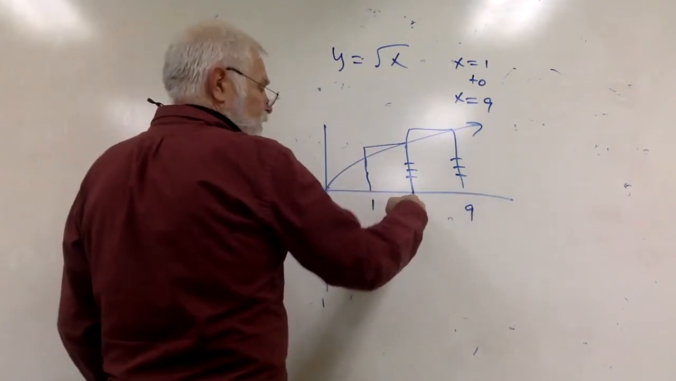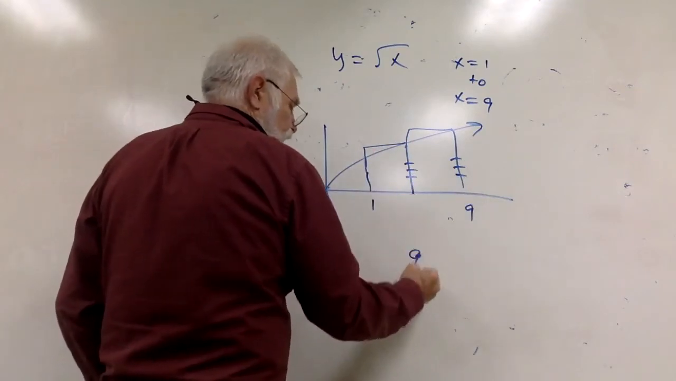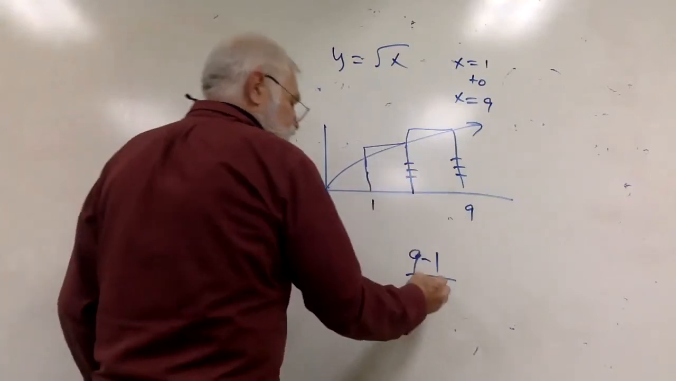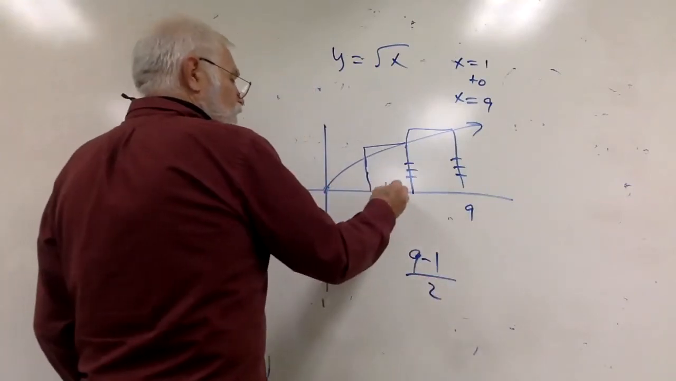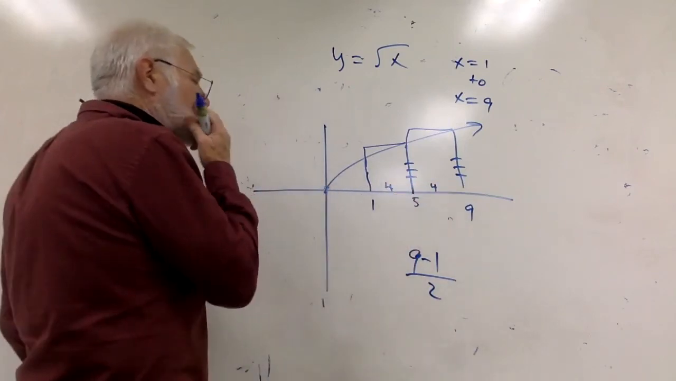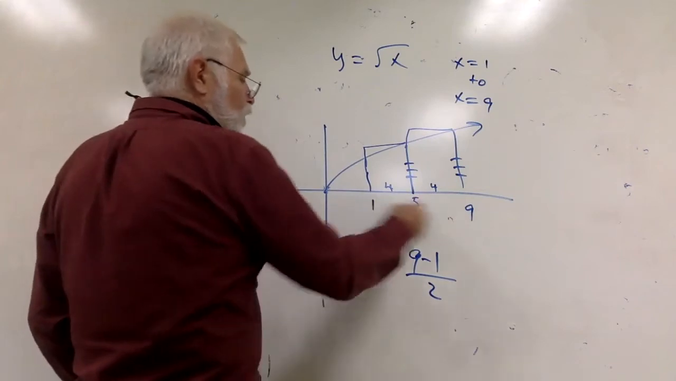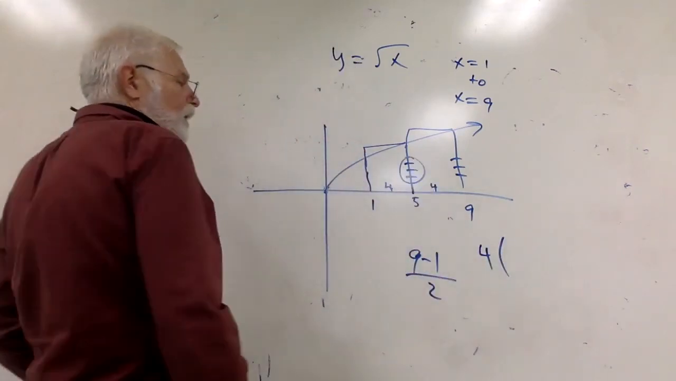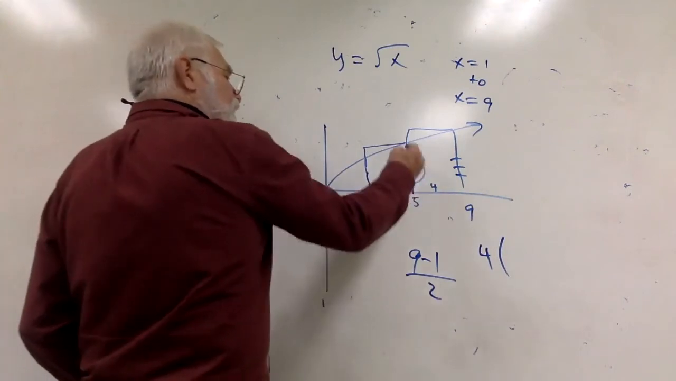To find this, you do the width, which is 9 minus 1, divided by the number of rectangles. In this case, it's only 2. So this is a width of 4, which means that has to be 5, 1 plus 4. So I need the width times the altitude on the right. What is that altitude on the right?